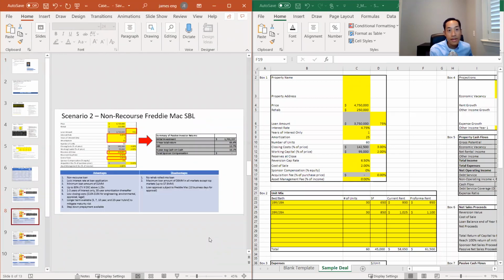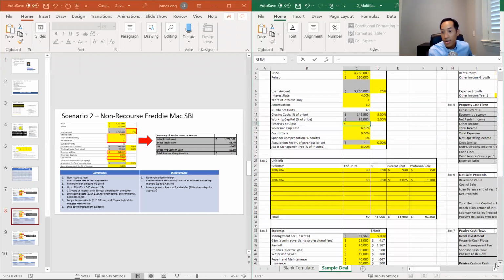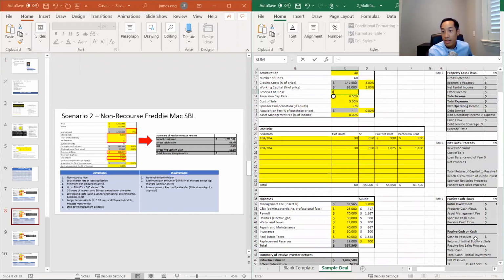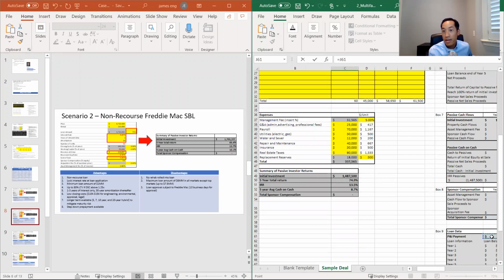So on Freddie SBL, we did 75%, which is the same, but 4% on your interest rate. We did 1 year IO, 30-year amortization. And then we did 12 months P&I, and then a 5% cost to sell. So let's do 12% here, and then your P&I payment here.